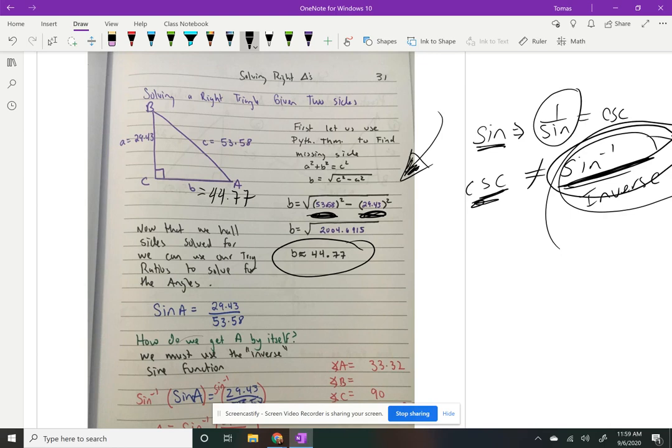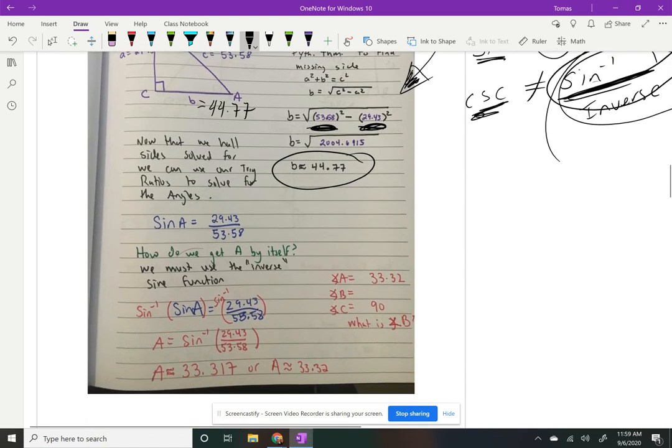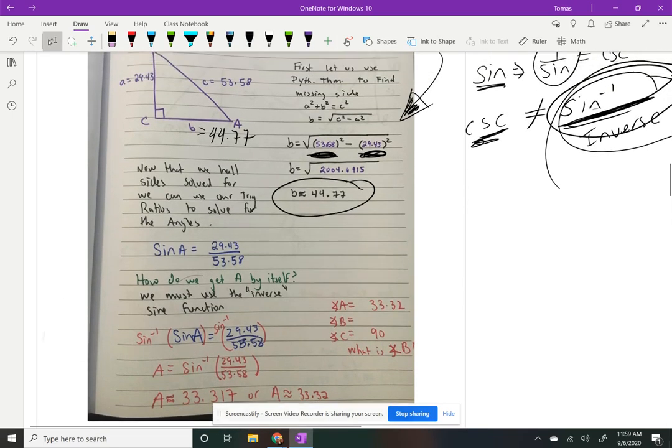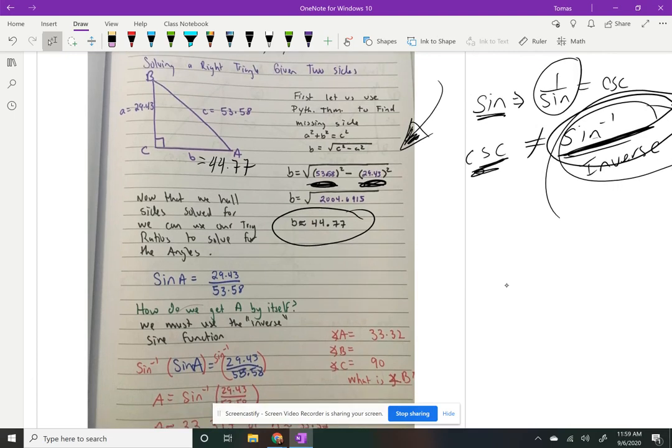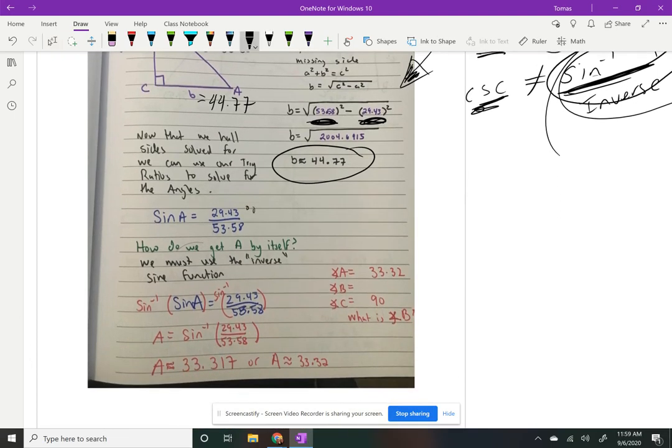So now we're gonna use this button on the calculator. Okay, so here it goes. Sine of A, so that means we know the opposite over hypotenuse. Okay, so we know these numbers, but we want to get A. We want this angle by itself. So how do we figure out this angle by itself?